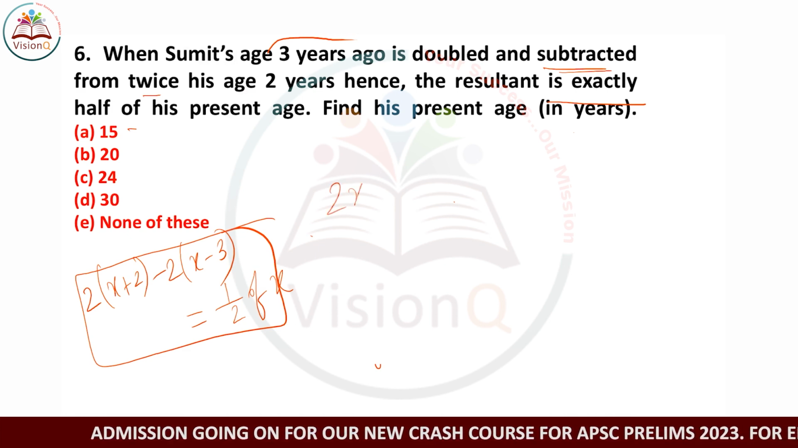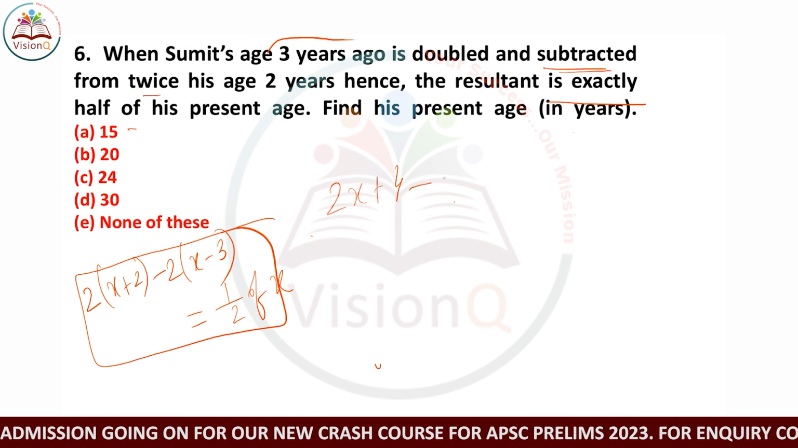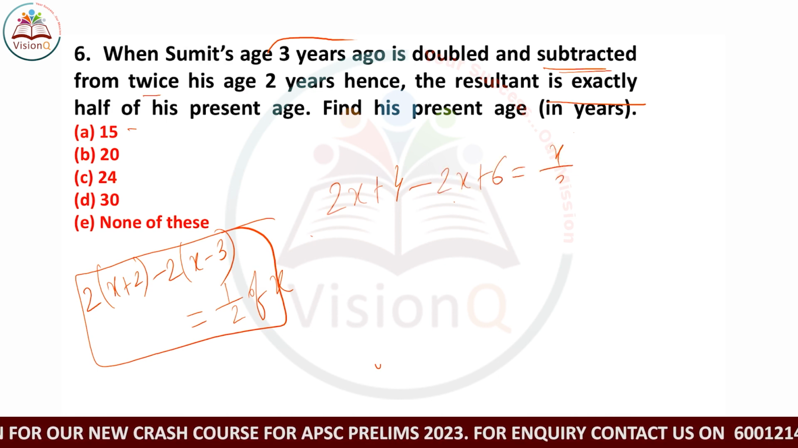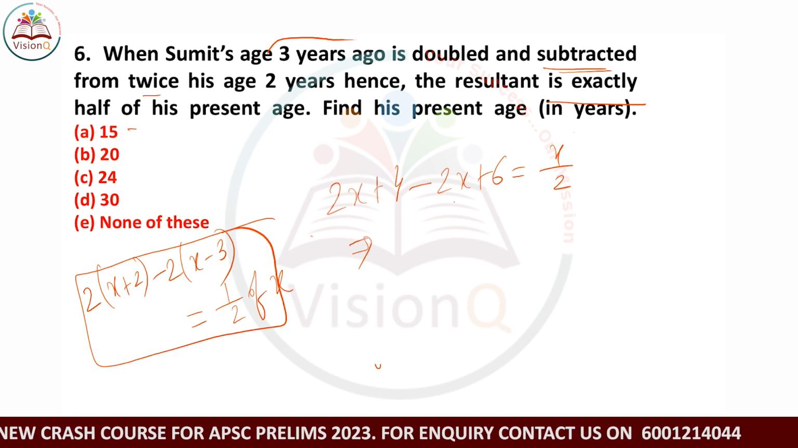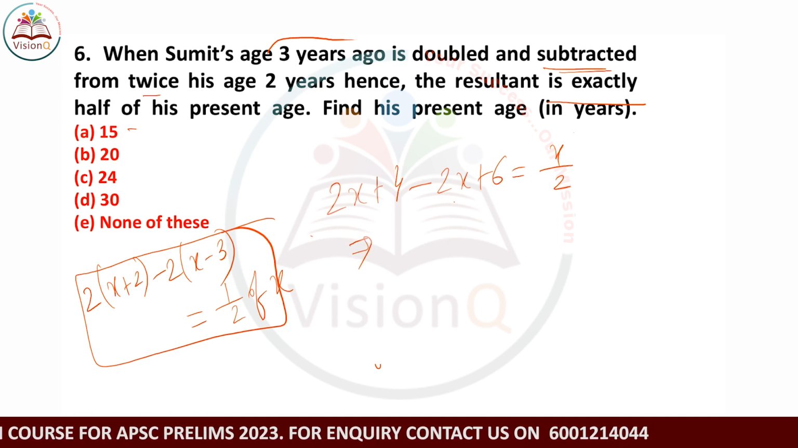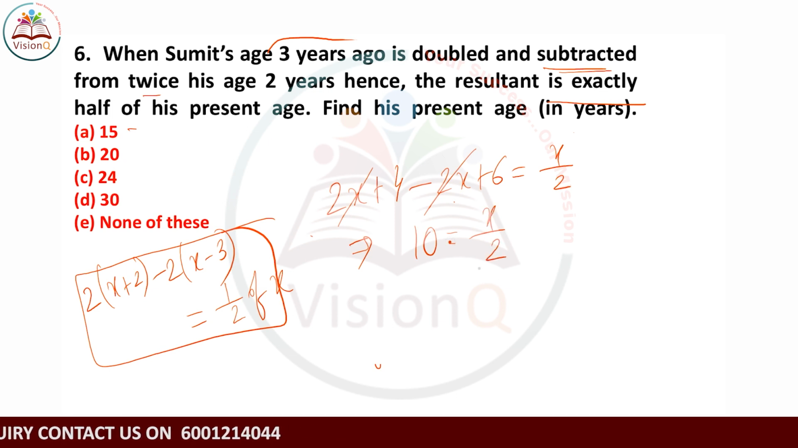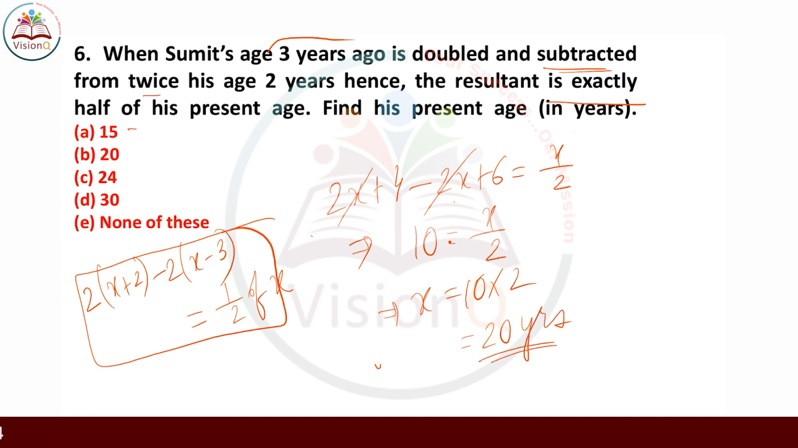So just break the equation here. Twice x plus 4, minus twice x plus 6, will be how much? x by 2. So twice x minus twice x will be cancelled out. It becomes how much? 4 plus 6 is 10. Will be x by 2, and x is how much? 10 into 2, which is 20 years. The right answer of this example number 6 is option B, which is 20 years.